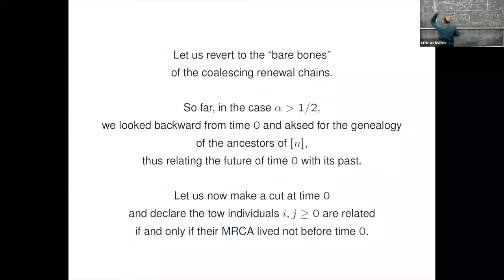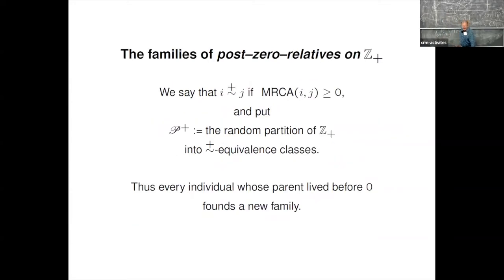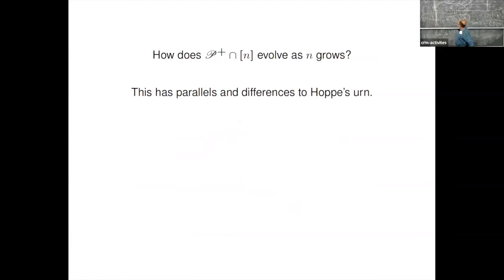We can say, cut, forget about what was in the past, like in the classical Wright-Fisher, which we saw this morning. I mean, everybody in the Wright-Fisher is related from the past, right? But still we say at time 0, everybody is new, maybe, right? In the Fleming-Viot situation. And then we can do the post-0 relatives and just say that the immigrants are all new. That has parallels to Hoppe's urn and to the Chinese restaurant, of course.